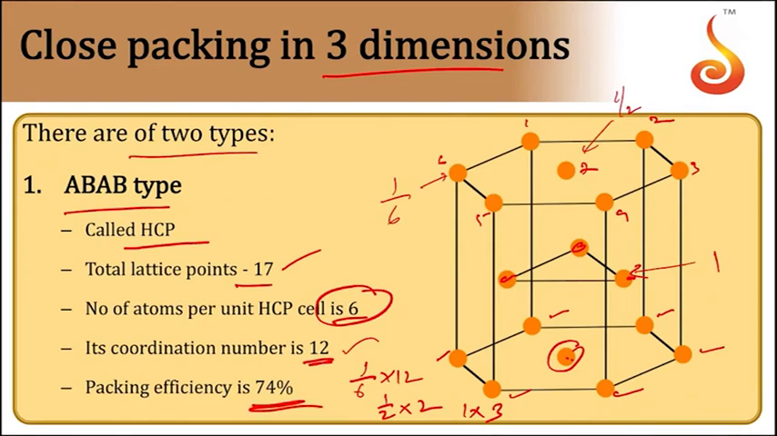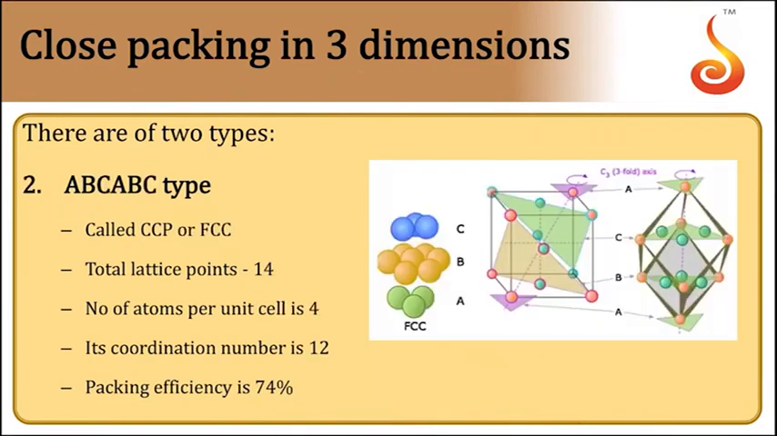So AB type is called HCP, lattice points 17, number of atoms 6, coordination number 12 and 75% is the packing efficiency we have. The next one is said to be ABC type, and it is also known as FCC or CCP structure, cubic close packed or face centered cubic structure. Number of lattice points are 14. Already we have seen the number of lattice points in FCC structure in the previous table. Now number of atoms per unit cell also we have seen as 4. Coordination number is 12 and packing efficiency is the same as that of AB type here.